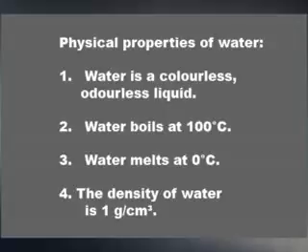2. Water boils at 100 degrees Celsius. 3. Water melts at 0 degrees Celsius. 4. The density of water is 1 gram per cubic centimeter. Melting and boiling points are affected by atmospheric pressure. The higher you go above sea level, the lower the boiling point will be, so the readings might differ slightly depending on at which sea level the readings were taken. Windhoek is 1,700 meters above sea level.